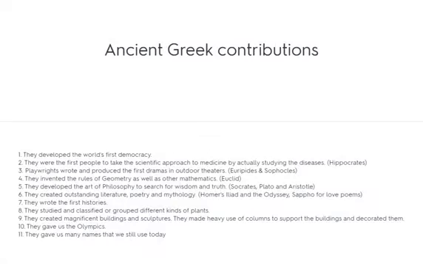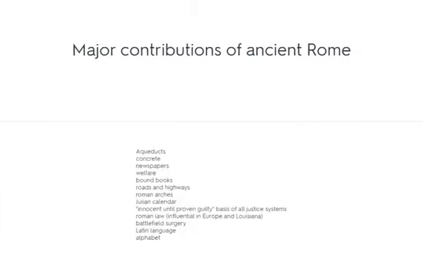Ancient Greek contributions. Major contributions of ancient Rome: aqueducts, concrete, newspapers, welfare-bound books, roads and highways, Roman arches, Julian calendar, innocent until proven guilty, basis of all justice systems, Roman law, battlefield surgery, Latin language alphabet.